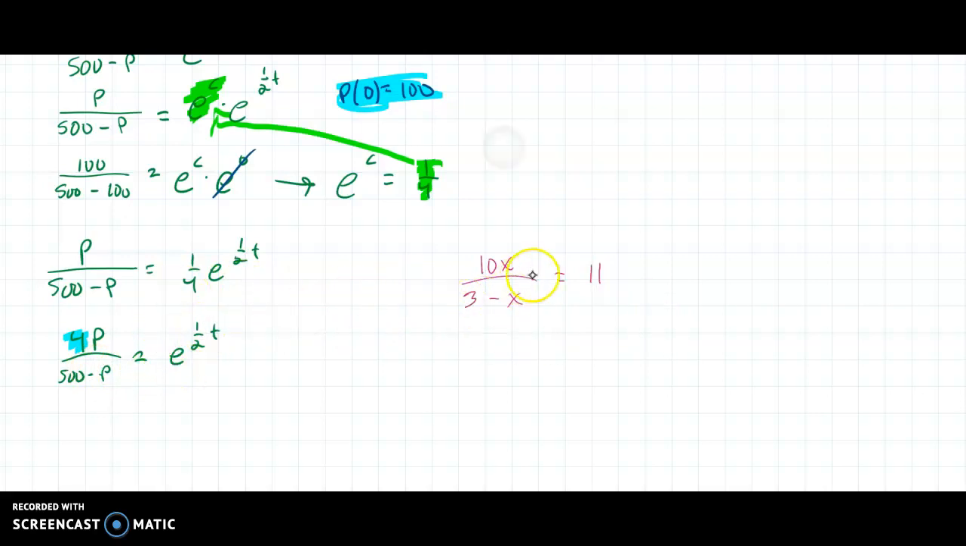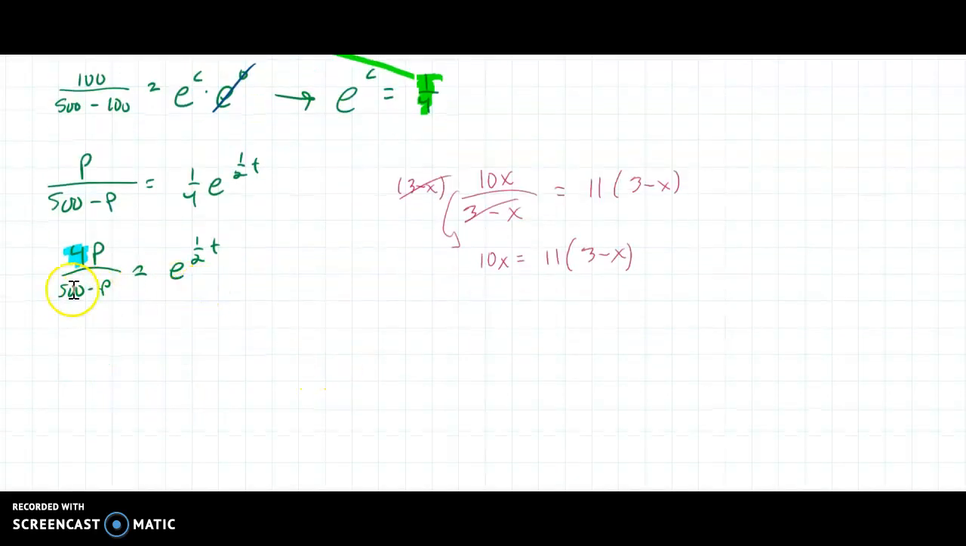What would you do? You would multiply by the 3 minus x. You would get 10x equals 11 times 3 minus x. I do that by multiplying by 3 minus x on this side and 3 minus x on this side, and these cancel, give me the 10x, and then I'm left with that 3 minus x on the right side. So that's what we need to do here. I need to multiply by the 500 minus p. When I do that, I get 4p equals, this would give me 33 minus 11x.